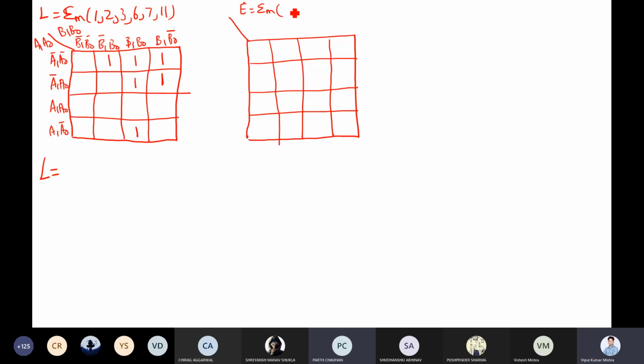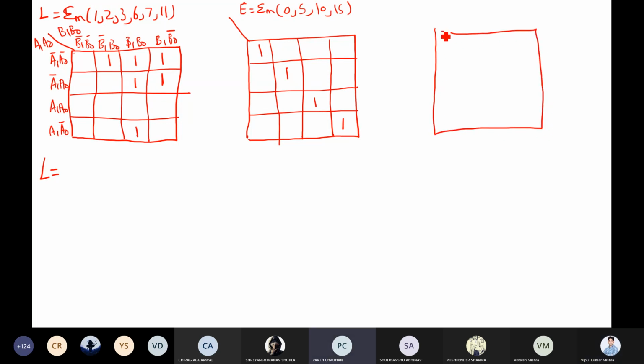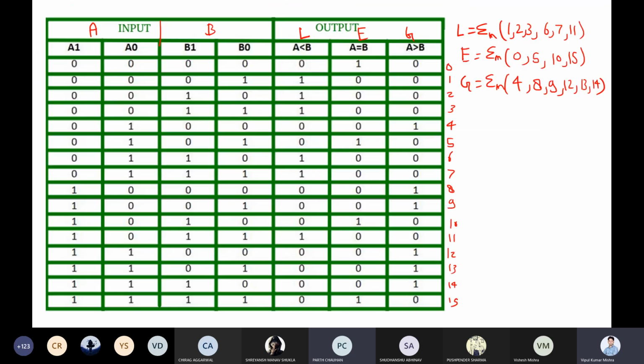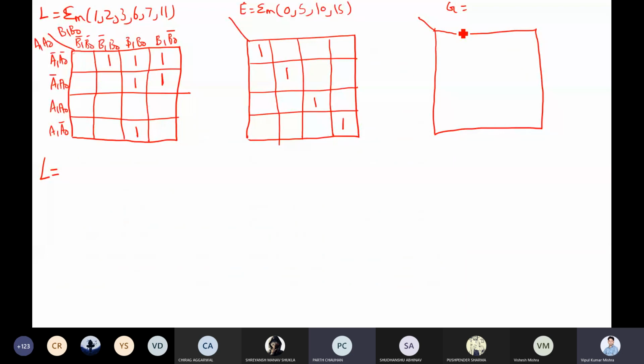5, 10, 11. So 0, 5, 10, 15. Now let me draw for the greater than. So the minterms are 4, 8, 9, 12, 13, 14.